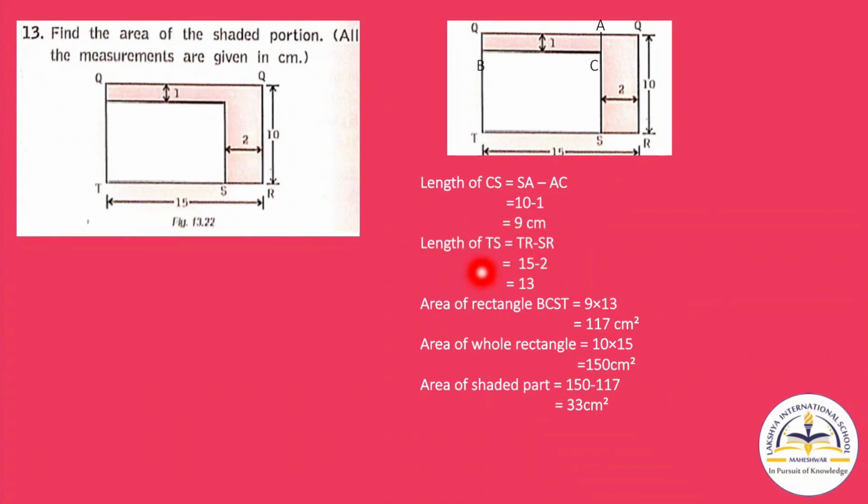Now the length of TS, here it is T and S. So how we can find out TS length? That is TR minus SR. So 15 minus this 2, we will get the length of TS as 13. Now we can find out the area of rectangle BCST. So this is 9 and this is 13. So we can multiply 9 and 13. So the area of rectangle BCST, that is 117 centimeter square.